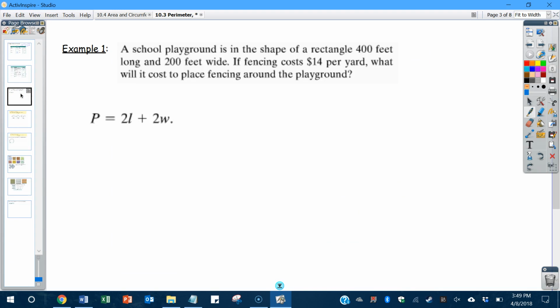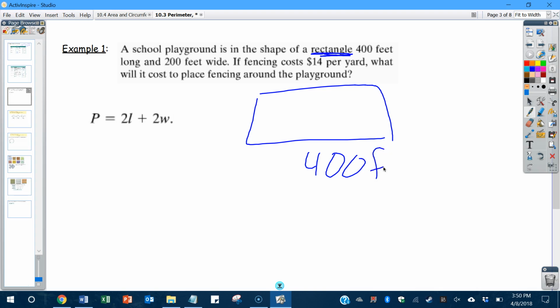Okay, so perimeter. There are a lot of perimeter formulas. Basically, a perimeter is the distance around a figure. So I don't know if you really need a formula, but you do need to know what the lengths of all the sides are. So in some specific cases, here's a case where I have a rectangle, and I know that it is 400 feet long and 200 feet wide.